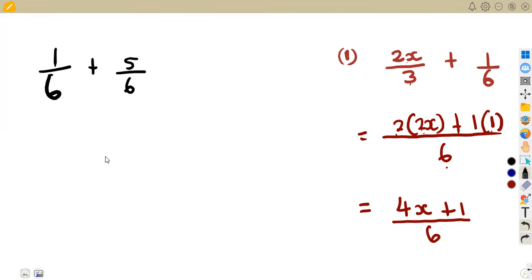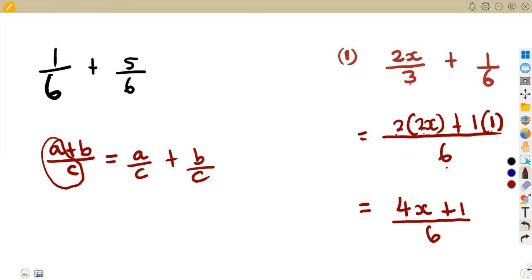Which concept is that? Remember that A plus B, everything over C. Where was this one taken from? It was taken from A over C plus B over C. Remember, we can separate A over C, B over C.